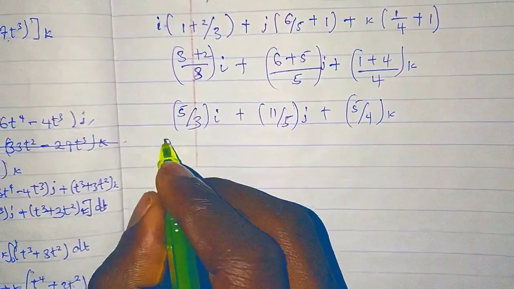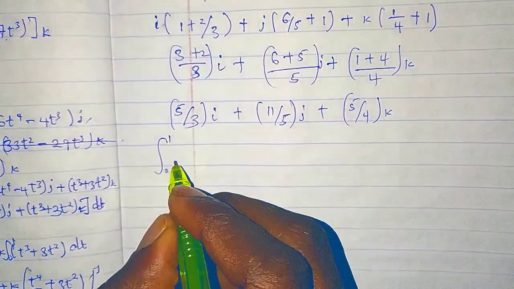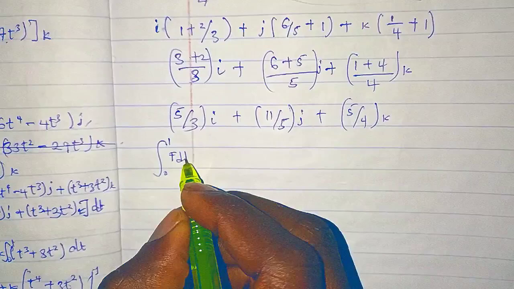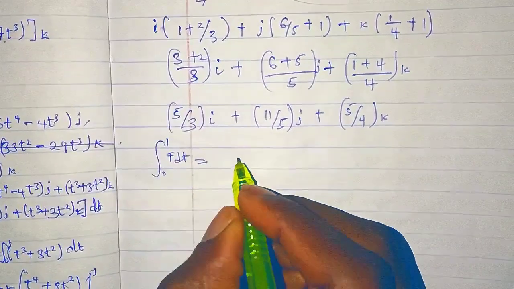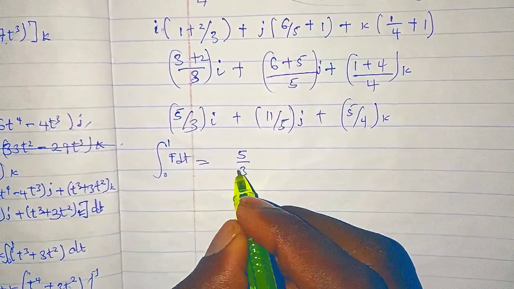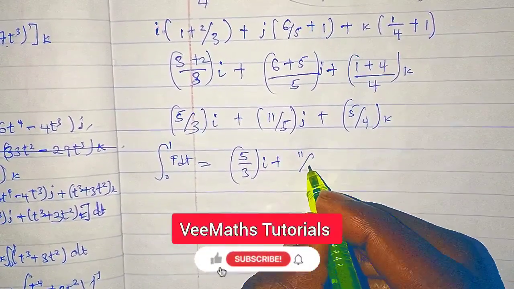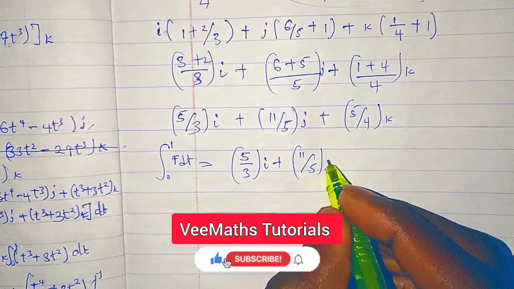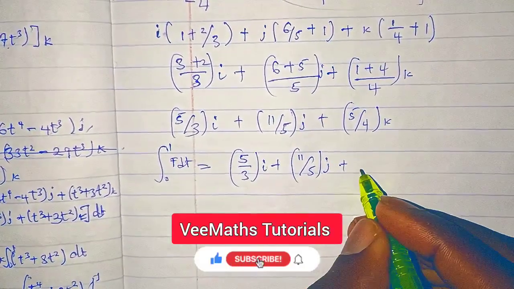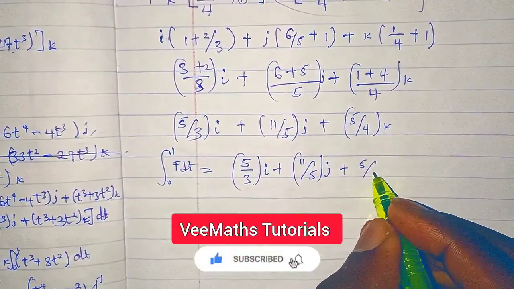So the integral from 0 to 1 of f dt is equal to 5 all over 3 i plus 11 all over 5 j plus 5 all over 4 k.